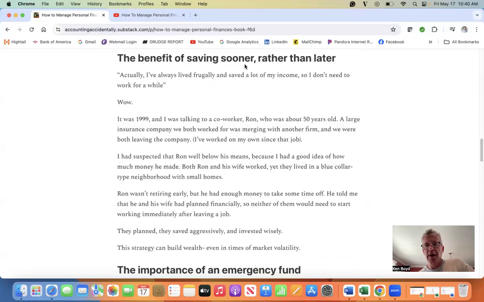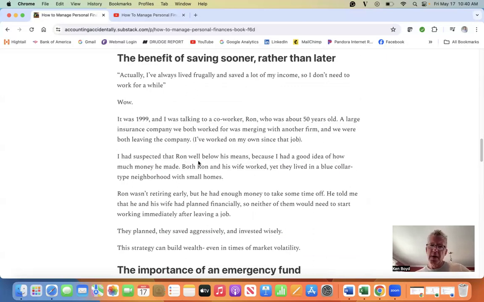Here's an example of the benefits of saving sooner rather than later. "Actually, I've always lived frugally and saved a lot of my income so I don't need to work for a while." Wow. It was 1999. I was talking to a coworker, Ron, who was about 50 years old. A large insurance company where we both worked was merging with another firm, and we were both leaving the company. In fact, it was my last full-time job. I went on my own ever since then.